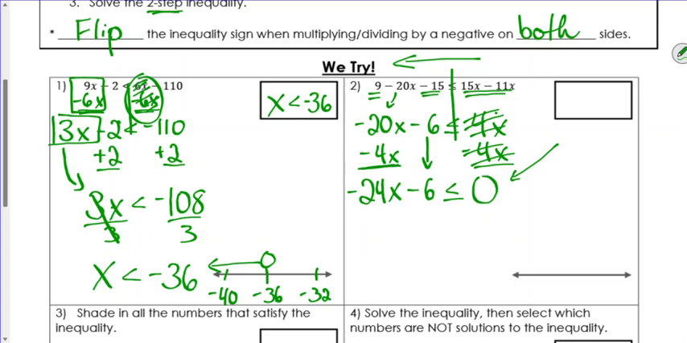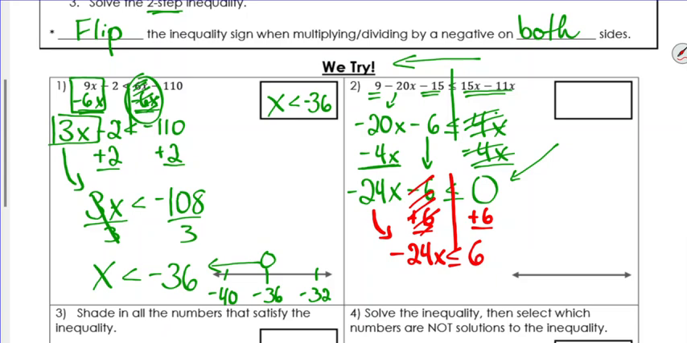All right, now I'm down to a two-step inequality, so I'm going to solve for x here. I'm going to add 6 to both sides. The negative 24x will come down. Positive and the negative 6 cancel each other out. And on this side, 0 plus 6 is just 6. One last step here, we have multiplication. Don't get thrown off by the fact that this is going to be a decimal. That's okay.